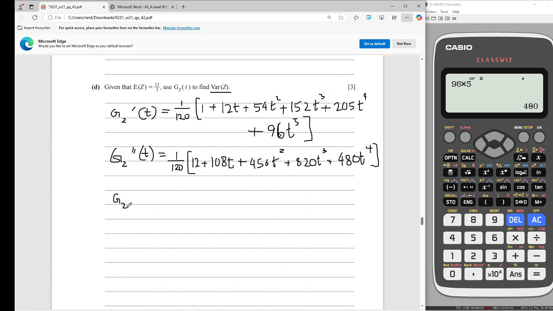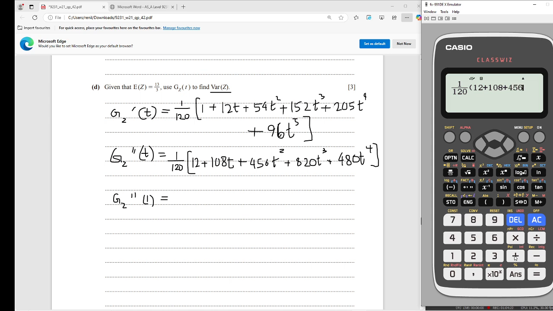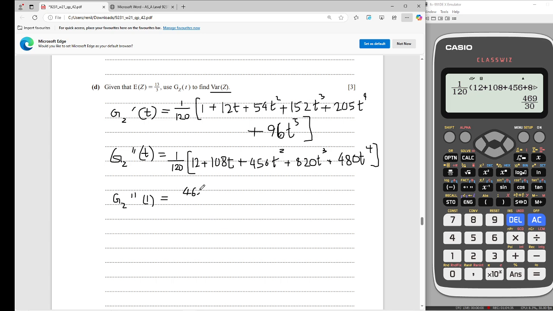So g double dash 1 is equal to, when you plug in, we're just getting the coefficients. So 1 over 120 times 1 plus 12 plus 108, 456, 820, 480, and this right here is going to give an answer of 469 over 30. Fine, so that's our value right there.